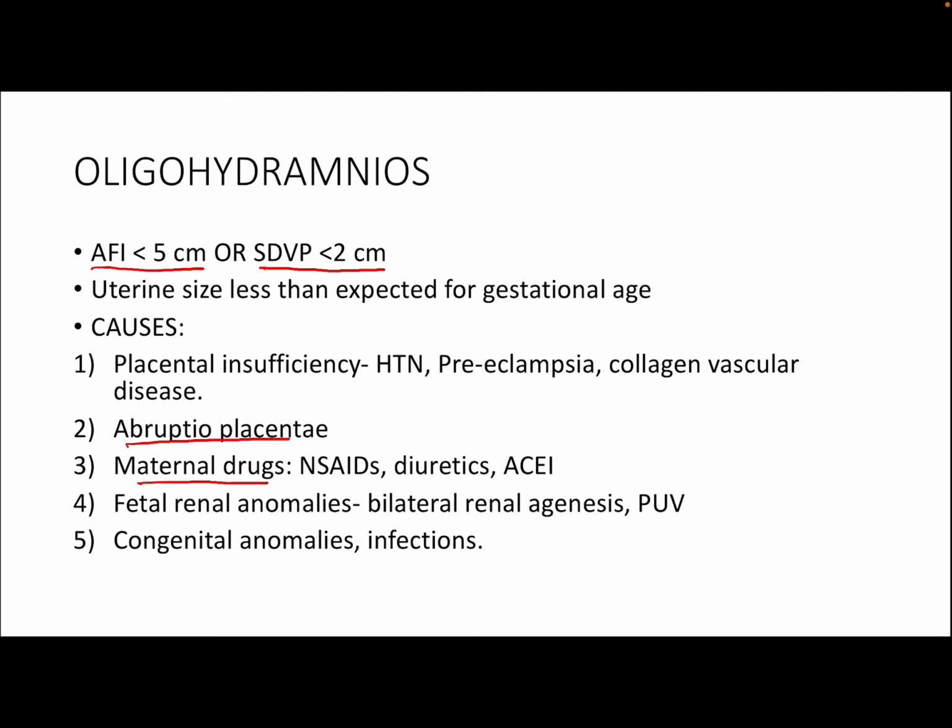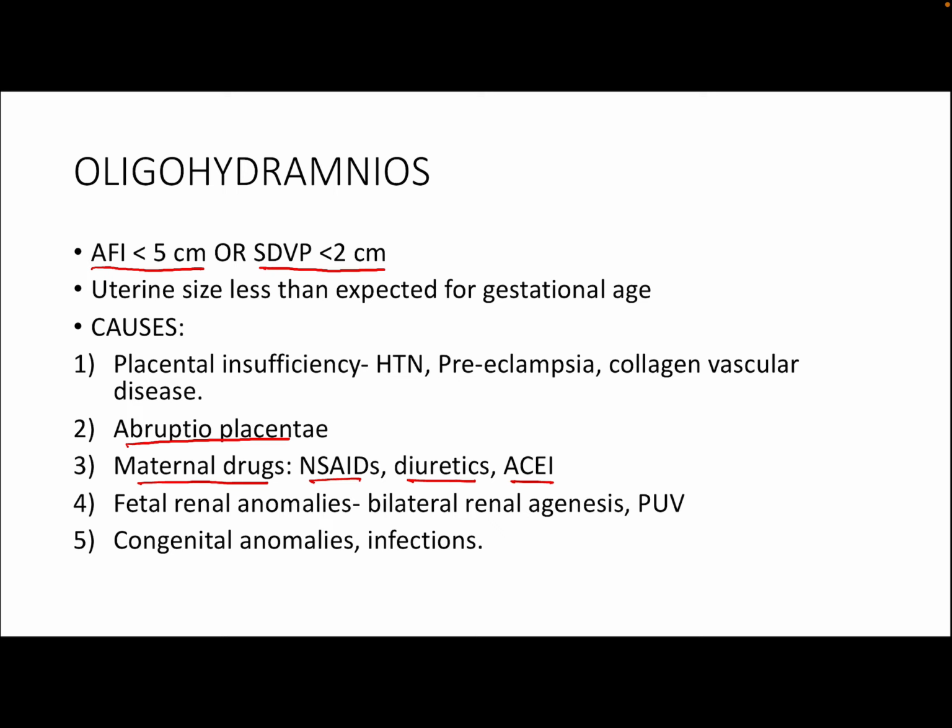Then the second is causes like abruptio placentae. Then maternal drugs like NSAIDs, diuretics, and ACE inhibitors. So what happens in NSAID is that NSAIDs can cross the placenta and cause afferent arterial vasoconstriction. This constriction reduces blood flow and GFR in the fetal kidney and reduces urine production. Apart from this, NSAIDs can also cause fetal renal anomalies.